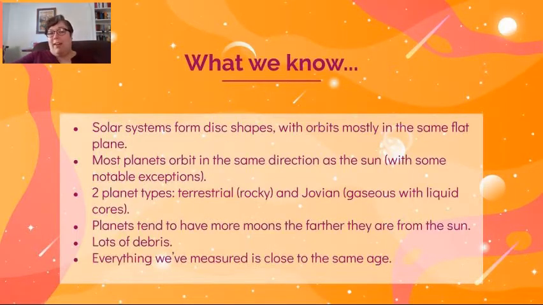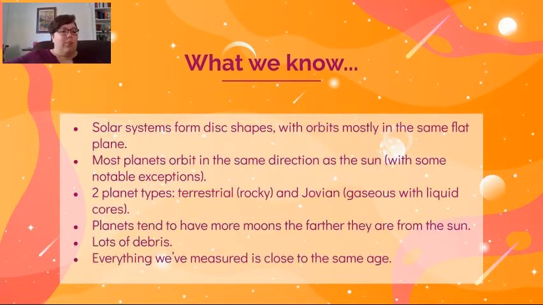So, right off the bat, I want to remind you that science is evidence based. So, just like with our discussion of the Big Bang and the early universe, we have evidence that whatever theory we come up with has to be able to explain. What you're seeing on this slide is a list of some things that we have observed about solar systems, both our own solar system and others that we can see.